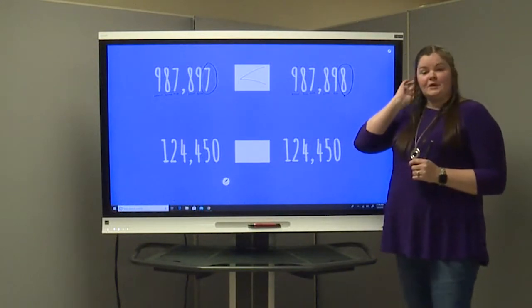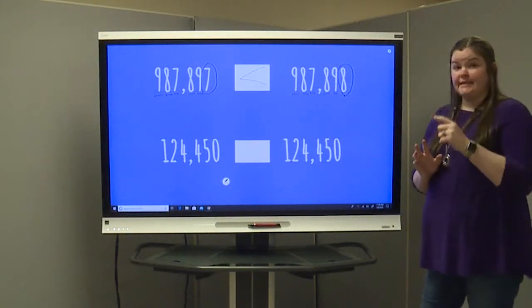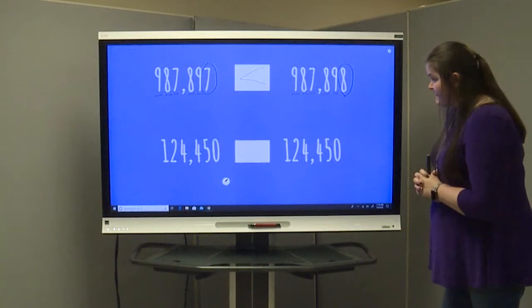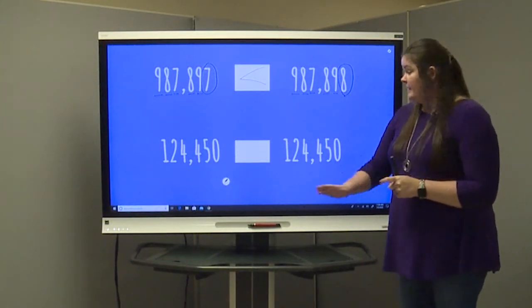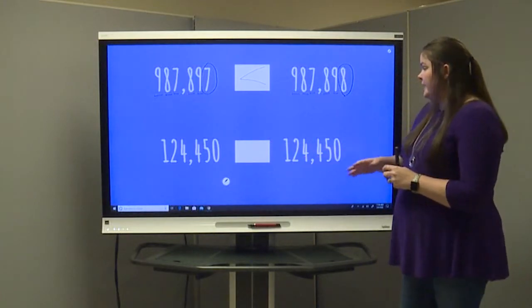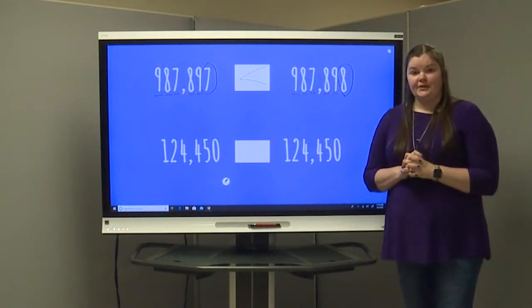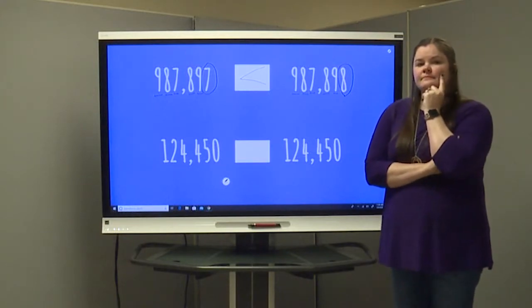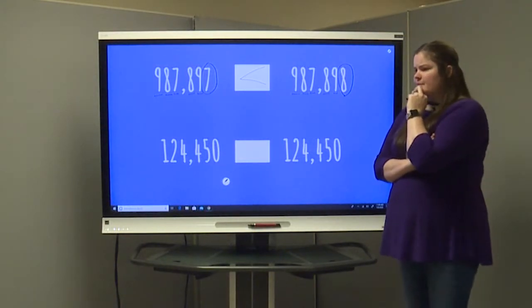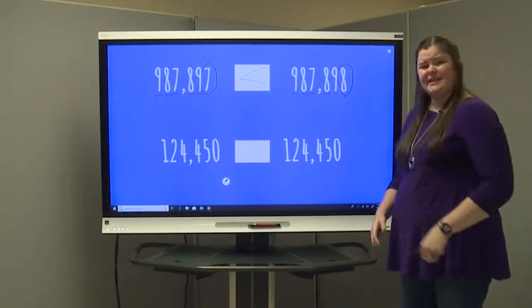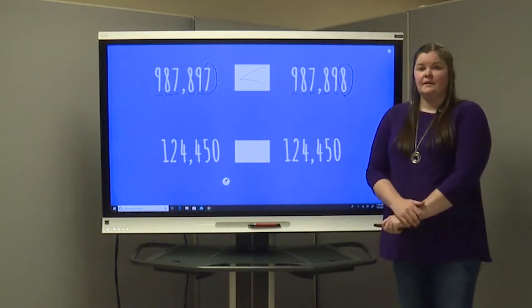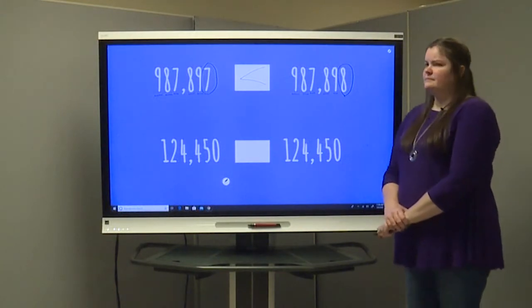All right, let's look at the next one on the bottom. Also, again, this is in 100,000, so this is a big number. I have 124,450 compared to 124,450. Look at those two numbers. Do you see anything special about those two numbers, or do you notice anything special about those two numbers? I'm going to give you just a second to think about it.